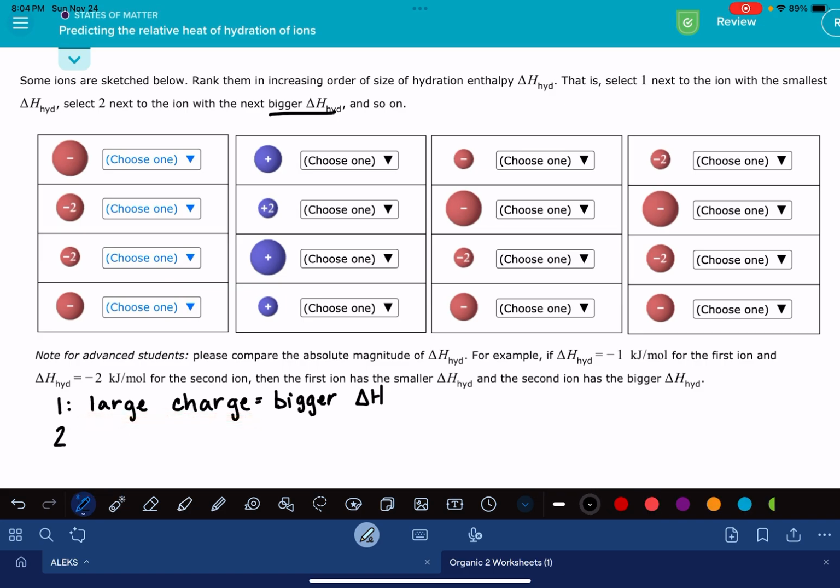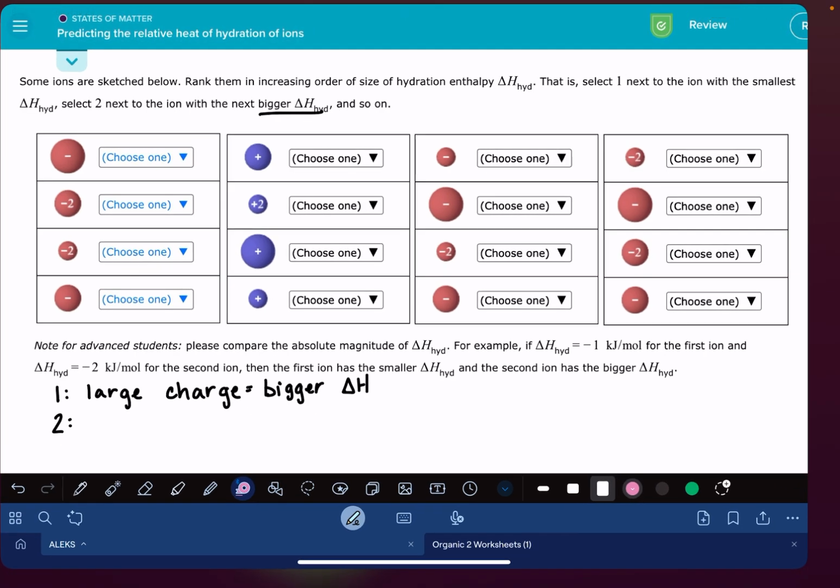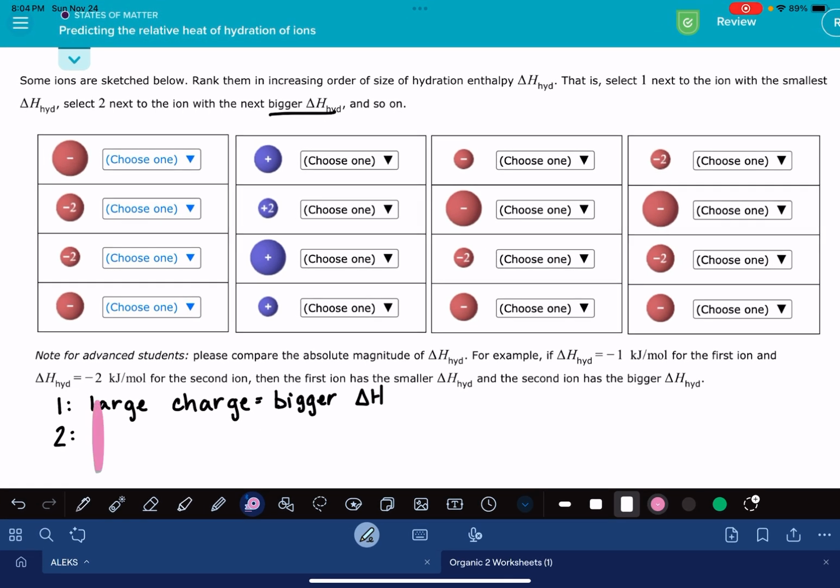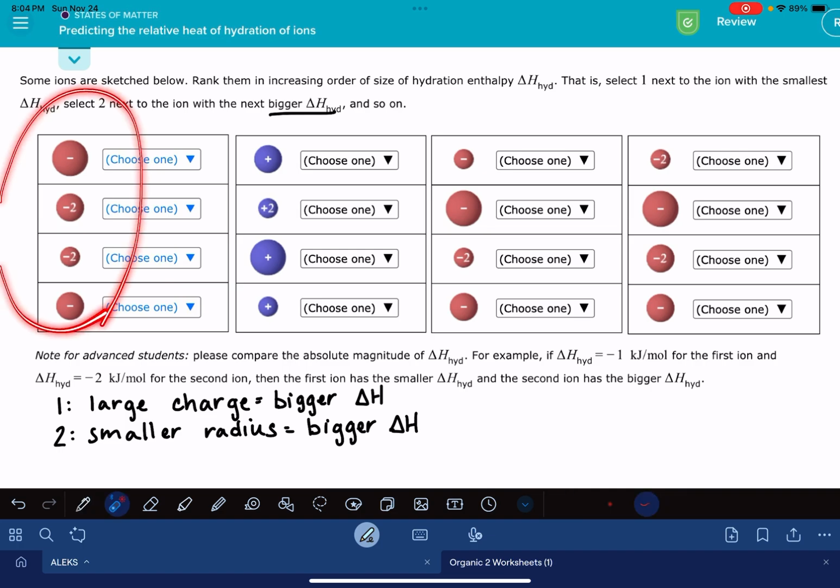And then the second variable that we're going to look at is the size of the ions. The smaller the ion is, the bigger the delta H will be. So the smaller radius equals bigger delta H. And so when we are working on these sets of problems, what we're going to do first of all is find all of the ions that have the largest possible charge.